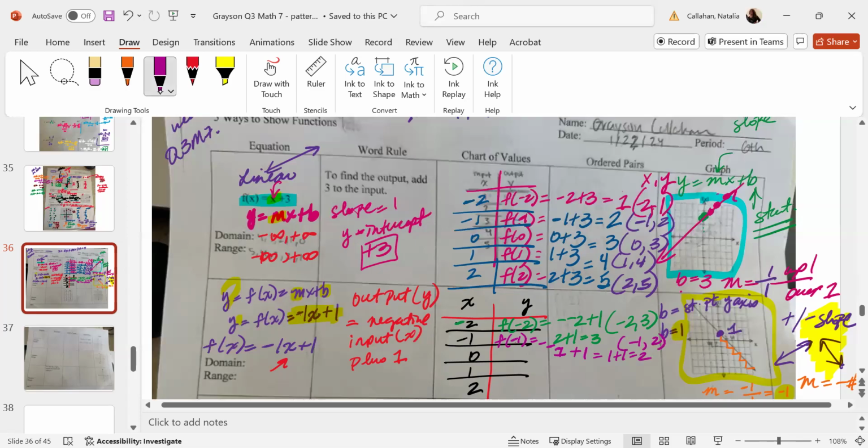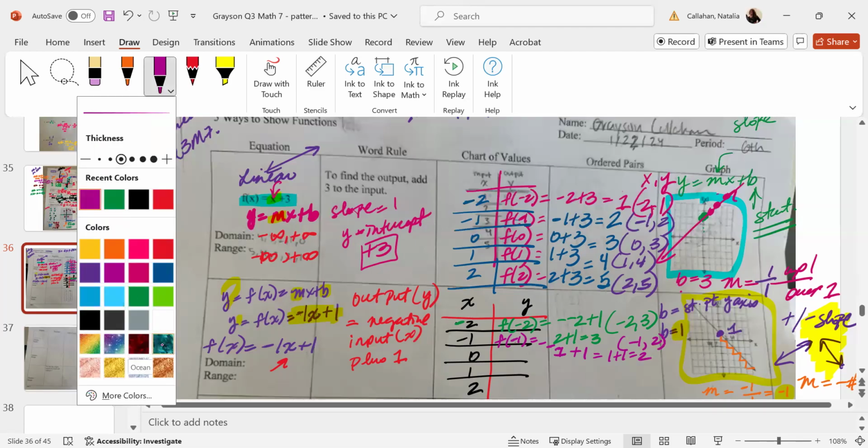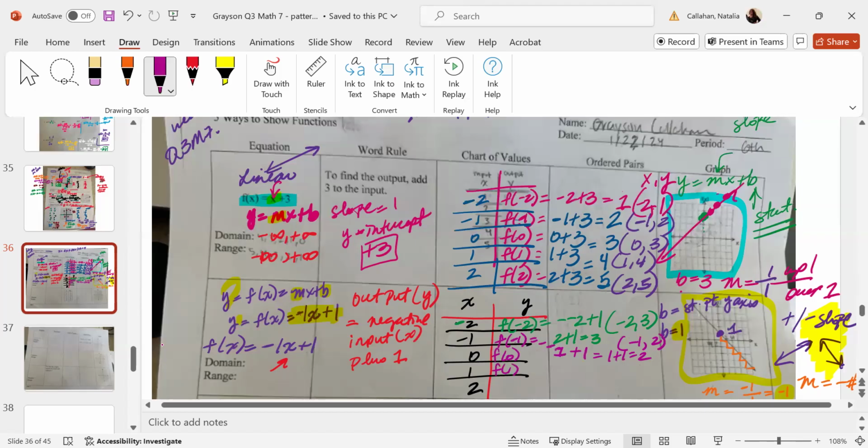Now what I want you to do is you're going to do the rest of this. You're going to do f of 0, f of 1, f of 2. Now pause it right here. You need to catch up. So go back and do.